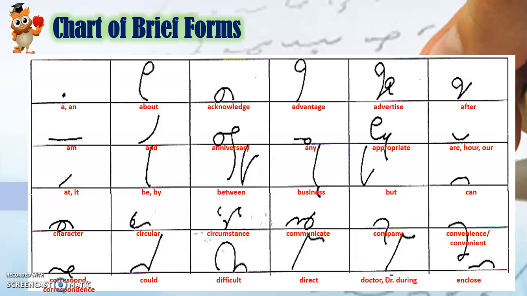So we have 2 longhand for that outline. Next, we have correspond and correspondence. Same, we do have 2 outlines for that. Then we have here could, difficult, direct, doctor, spelled out as in D-O-C-T-O-R, doctor abbreviated as in D-R period, and during. And last, we have enclosed.